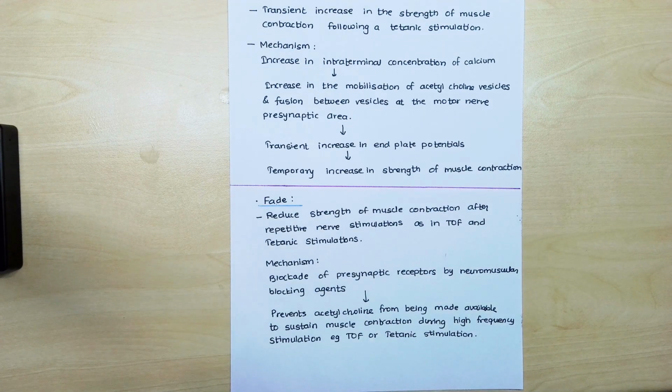Fade phenomenon. The reduced strength of muscle contraction after repetitive nerve stimulations, as in train of 4 and tetanic stimulations. The mechanism behind it is blockade of presynaptic receptors by neuromuscular blocking agents. It prevents acetylcholine from being made available to sustain muscle contraction during high frequency stimulation, for example, train of 4 or tetanic stimulation.